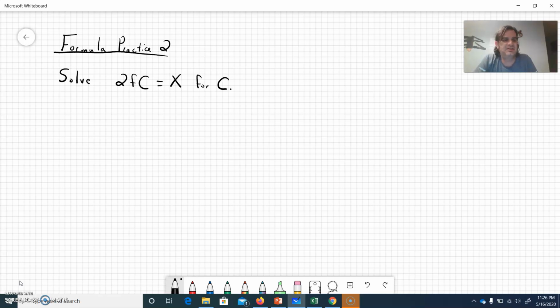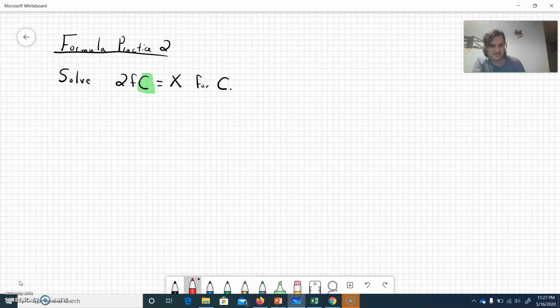The problem is solve the equation 2fc equals x for c. So, first of all, let's identify c, which is over here on the left-hand side. If we go through all of our linear steps for solving, there's no fraction, there's no parentheses, all the c's are on the left, all the non-c's are on the right, which is the x. All the like terms are collected, all the c's are together, all the non-c's are together.